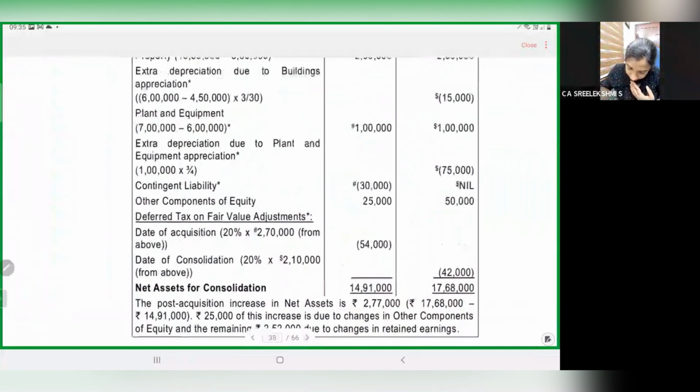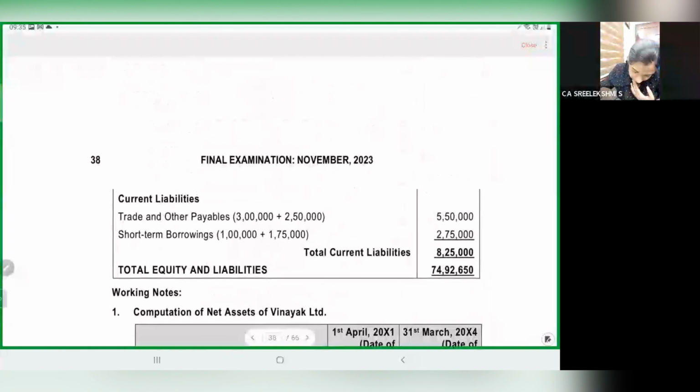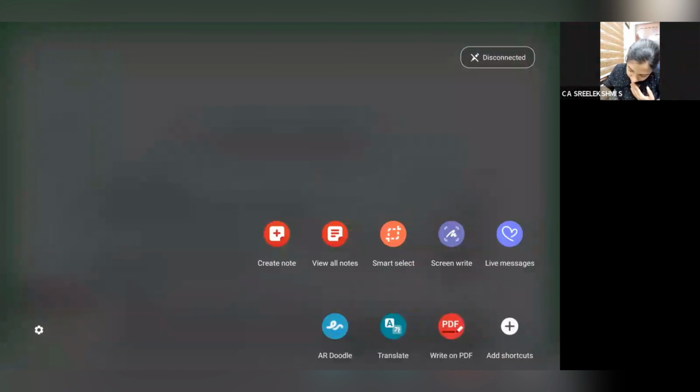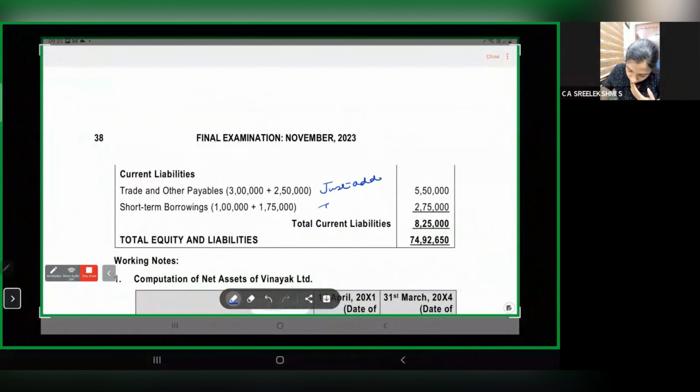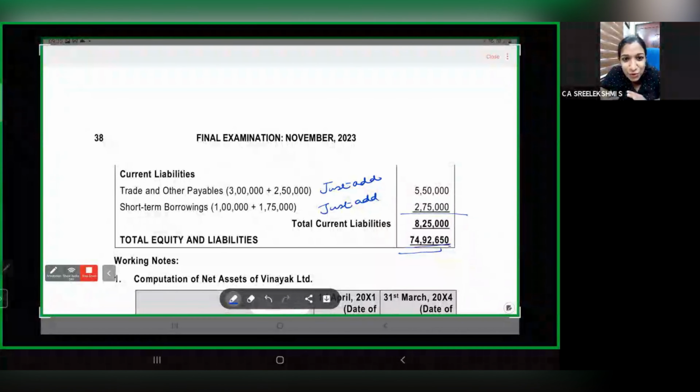Then trade payables, just add together. Short-term borrowings, just add together. The balance sheet will be tallied. Genuinely, we don't expect a question like this in our exam because it will take almost 2 hours. Here we have taken 1.5 hours, so to complete it fully will take 2 hours plus. So we will not get it, but a bit of adjustments from this question can be asked. So we will be prepared. Are you okay?